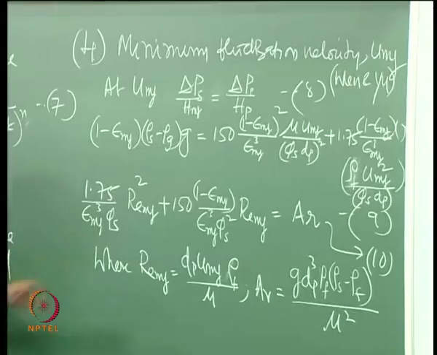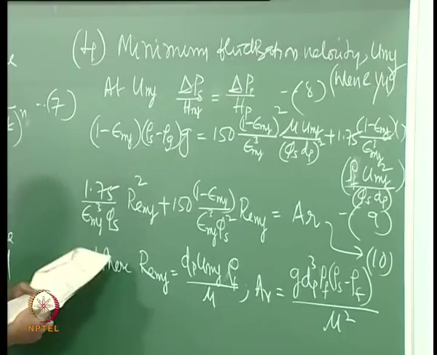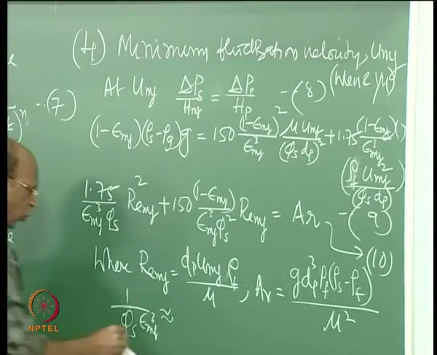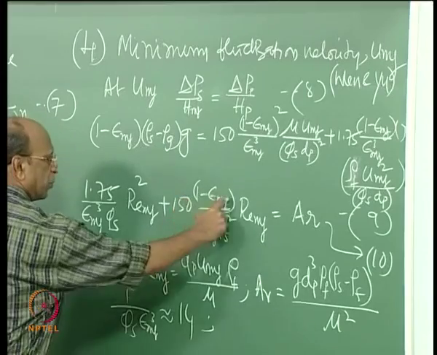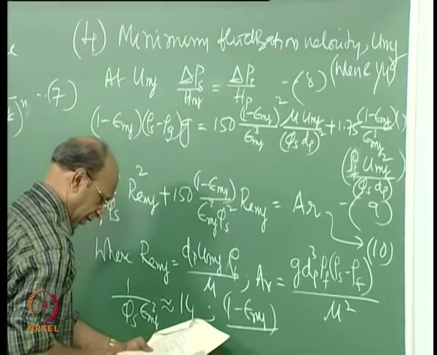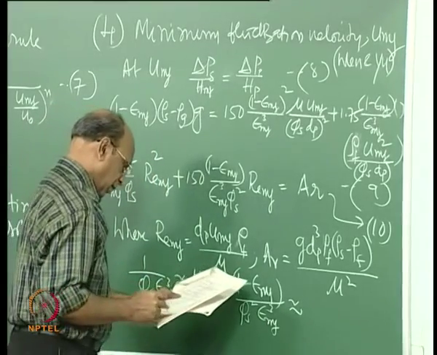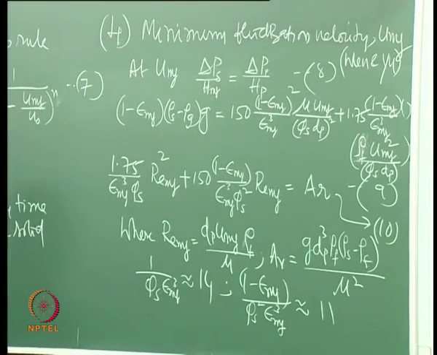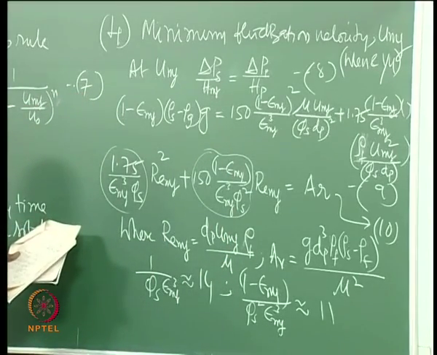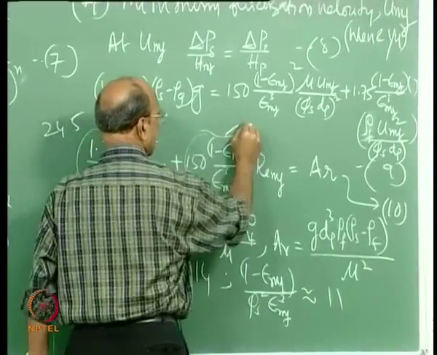Like that they have taken various particles: alumina, copper, zinc and many, many materials, not silver, silver is costly. And they have formulated this group, 1 by phi s epsilon mf cubed, as approximately 14. And the other group, 1 minus epsilon mf divided by phi s square epsilon mf cubed, is approximately 11. So then this constant will become how much? This will become 24.5, and this becomes 1650, correct?